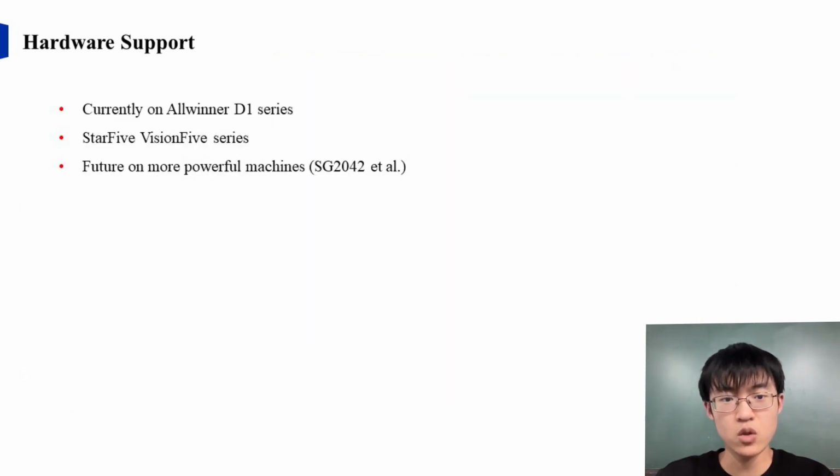Real hardware must not be absent. We have images on Allwinner D1 series, Nezha boards, and StarFive VisionFive series. This year, powerful RISC-V machines are approaching. That's the future.